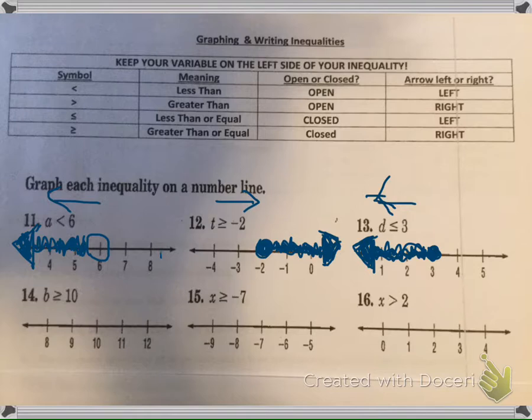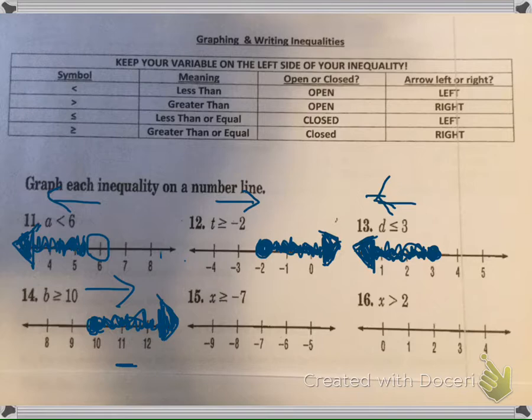Number 14, b is greater than or equal to 10. So that would be a closed circle on 10, and it's always on the number that's in your inequality. And it's everything that is greater than or equal to 10. So we're going to go the numbers that are greater than or equal to 10. And then it's also good, and I probably should have done this earlier, check your numbers. Is this number greater than 10? Yes. Okay, just making sure. Also, my inequality symbol is facing that way. My arrow is pointing that way.